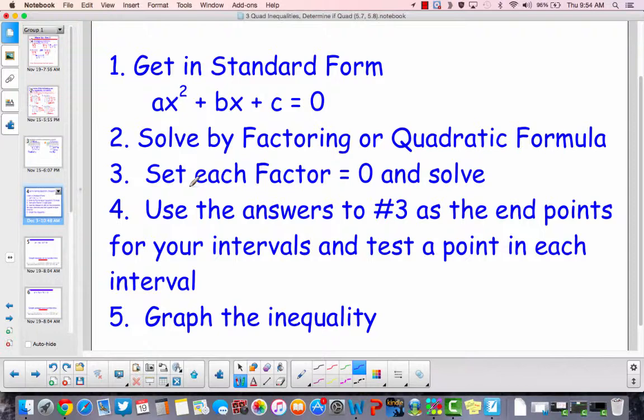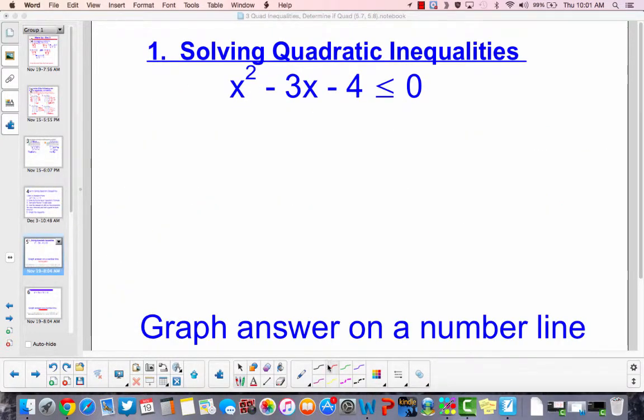Once we've done that, if we've got the quadratic formula, there we've got our answer. If we factor, we set each factor equal to 0 and solve. Then we're going to use these answers that we got here in number 3 as our endpoints for our intervals, and we're going to test a point in each interval, and then we're going to graph the inequality because we have to determine where we want to use this. So let's take a look at an example. You have one on the bottom of your page. All right, let's take a look at this one.